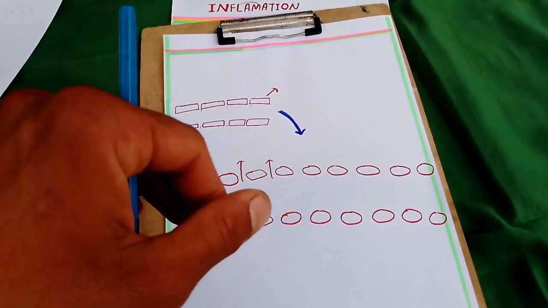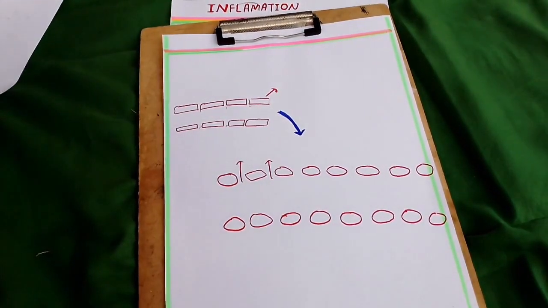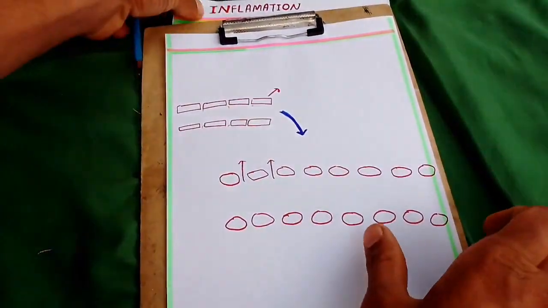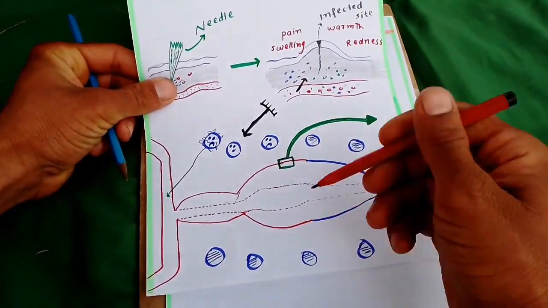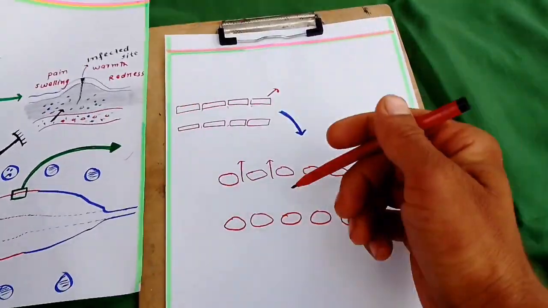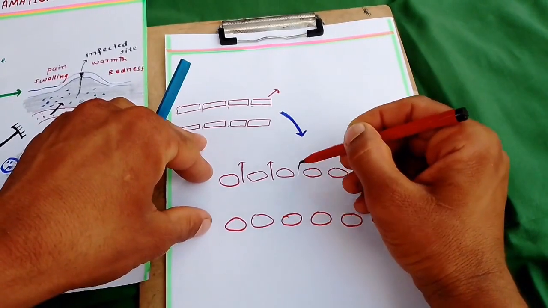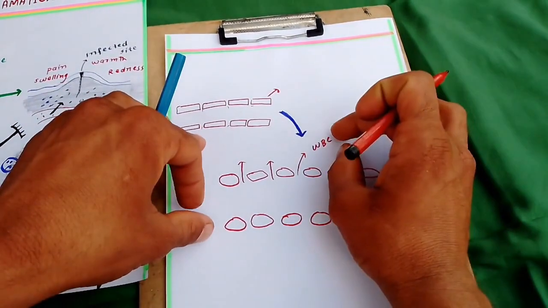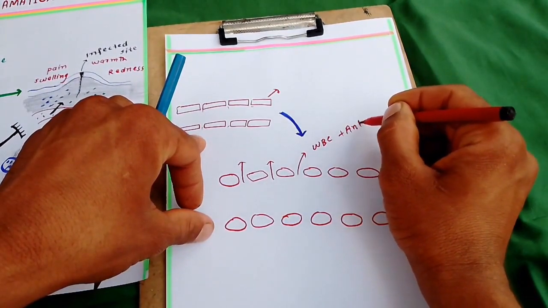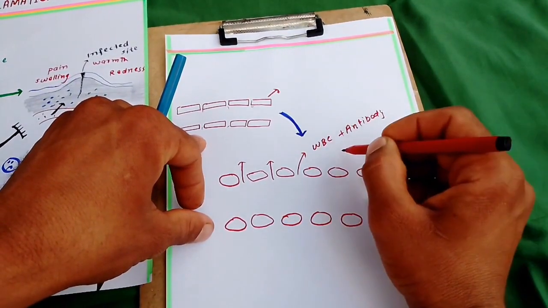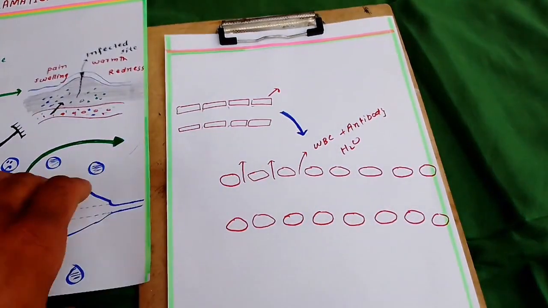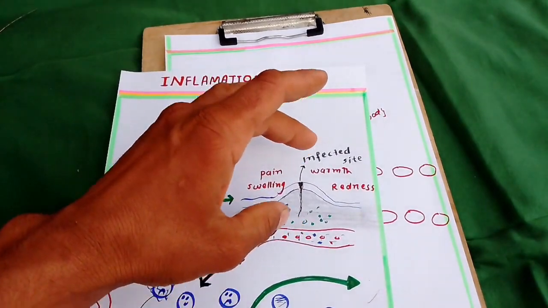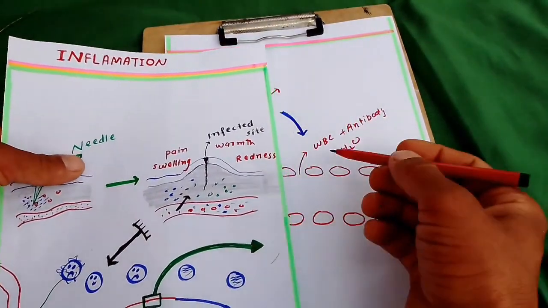This is the function of histamine. Here the blood vessels become dilated and more leaky. So more WBC, more white blood cells, come, plus antibodies and more water. So the infected area swells up. Here edema occurs.